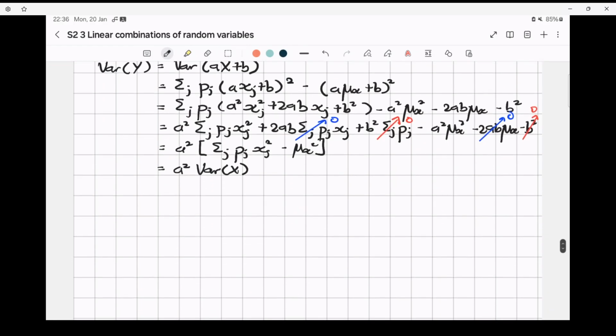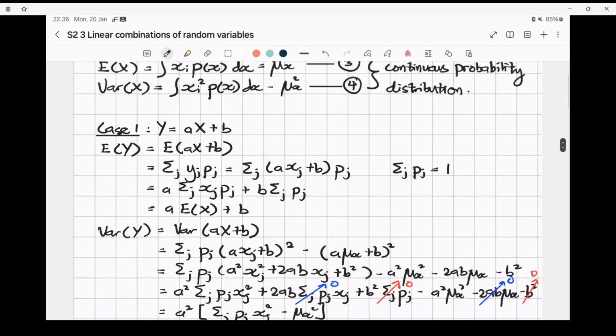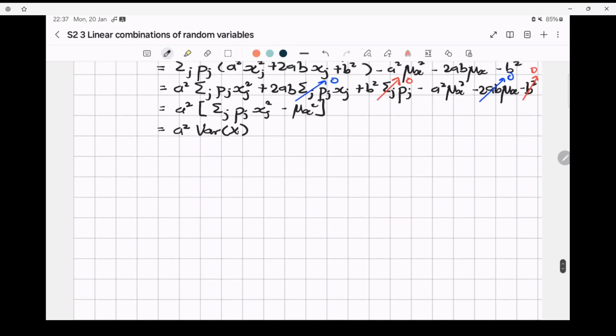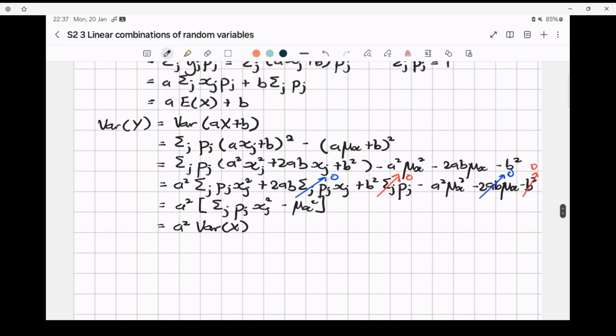So in conclusion, by right, when you see this kind of combination, the first thing that you need to know is, EY will be equals to aEX plus b. Variance of y will be a square of variance of x. So now let's show this for the continuous version.